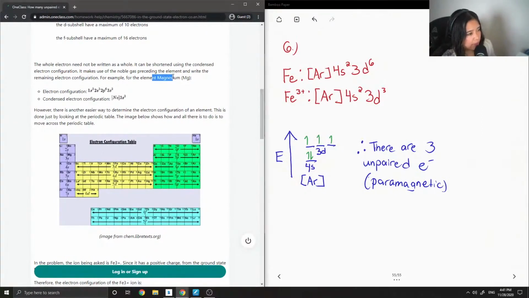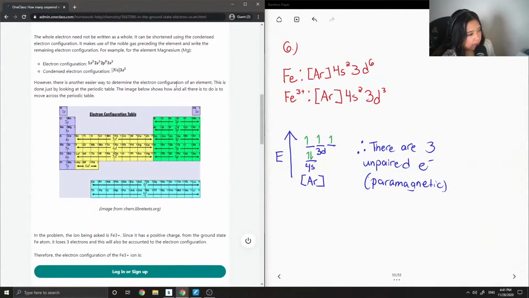Yep, so they have an example for magnesium, which is here on the periodic table. It has an electron configuration of 1s2, 2s2, 2p6, 3s2. But the condensed version of it, you write down the noble gas that comes before it, so in this case it's neon, and then just 3s2.